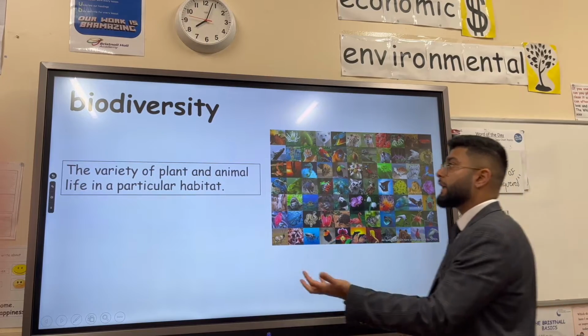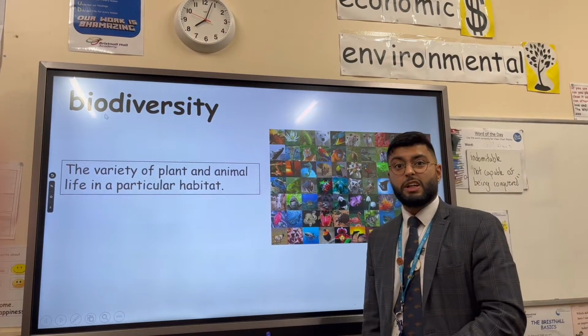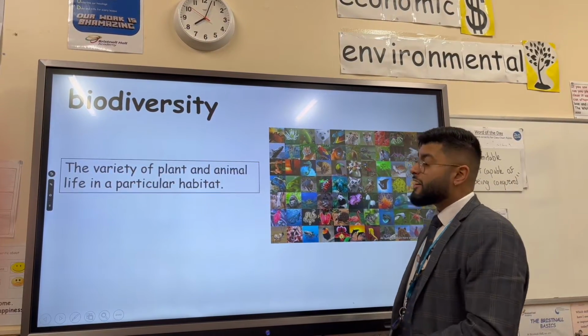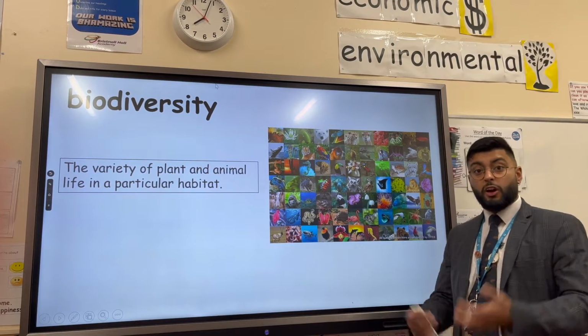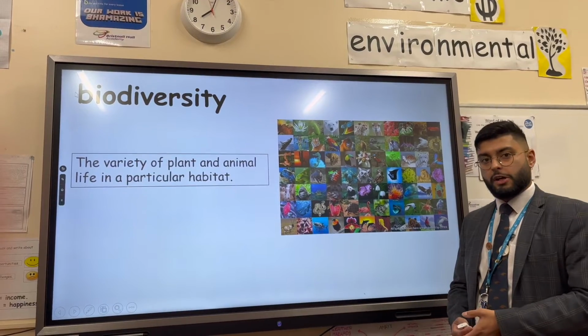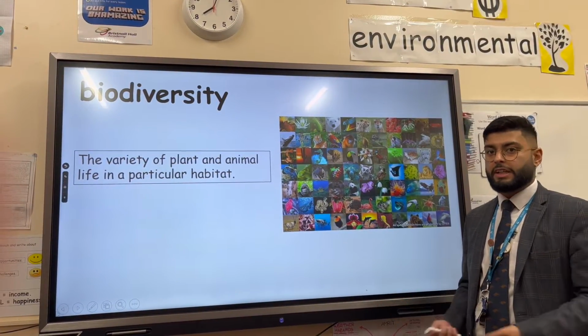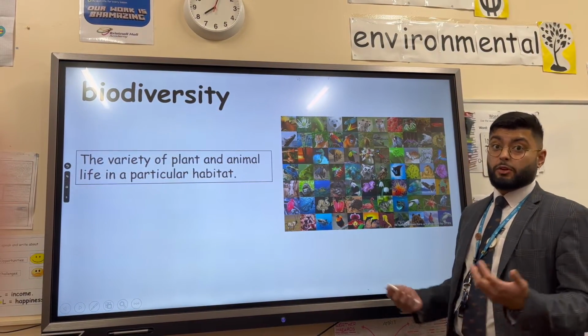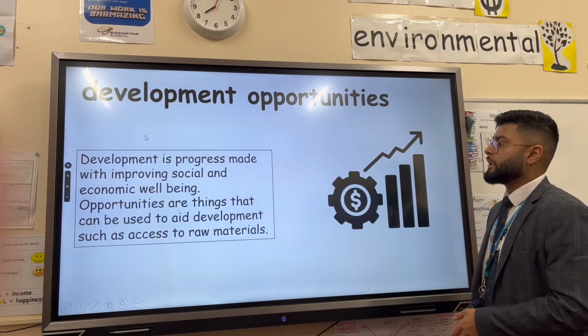Biodiversity. We break it down, bio means living things, diversity means a variety. So when we have biodiversity, it means we have a variety of animal and plant species somewhere. Cold environments are not very biodiverse. There's not a variety of living things, whereas tropical rainforests are very biodiverse.